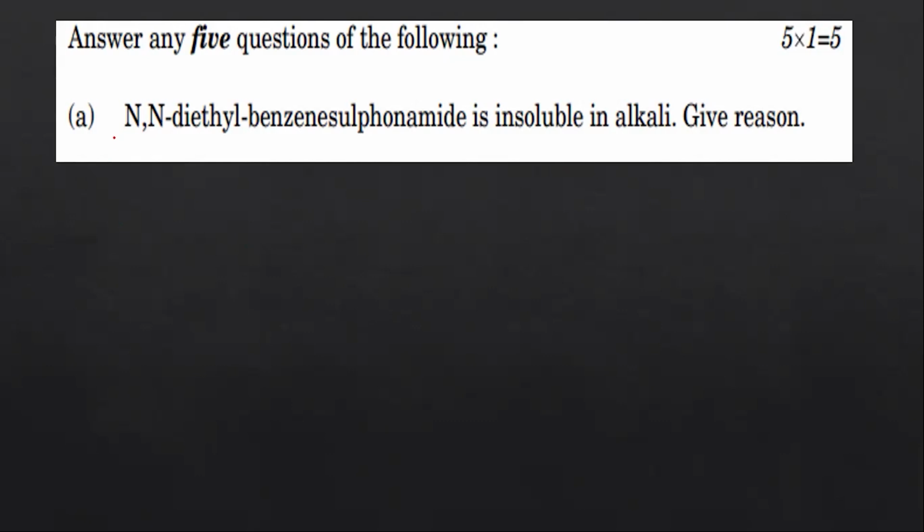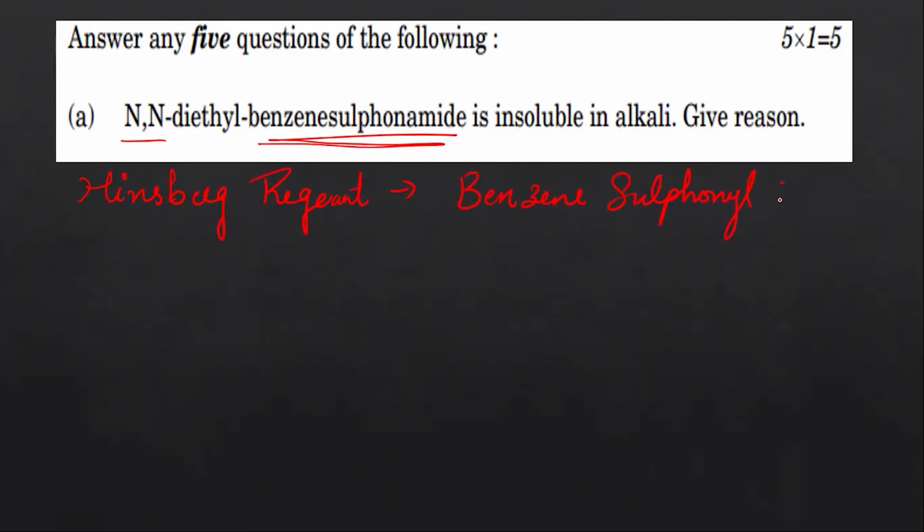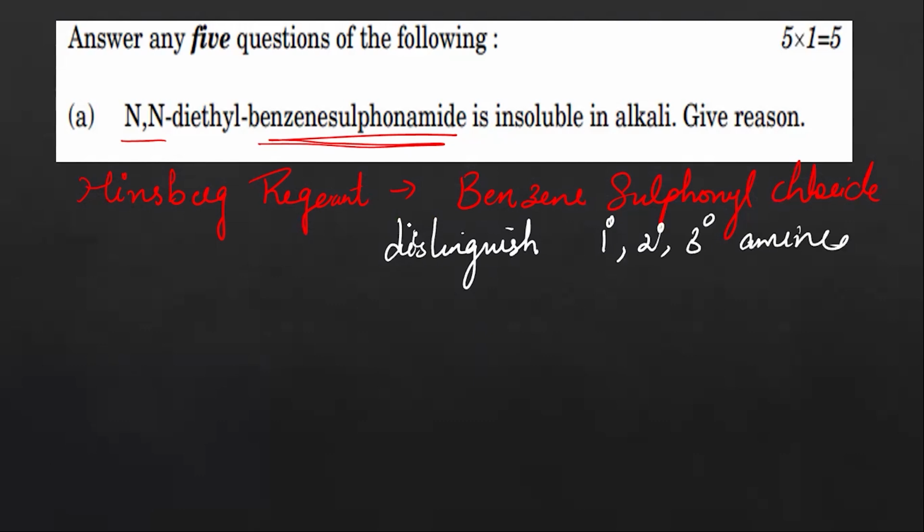So we understand that benzene sulfonamide. We have studied a reagent named this. What is that reagent called? It is called Hinsberg reagent. What is Hinsberg reagent? It is benzene sulfonyl chloride. What is the use of this Hinsberg reagent? It is used to distinguish primary, secondary and tertiary amines.